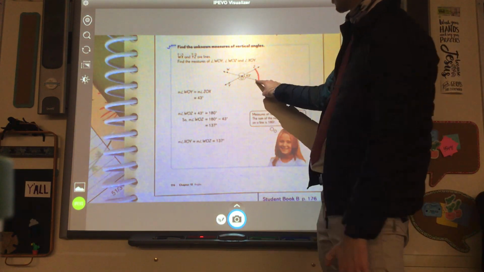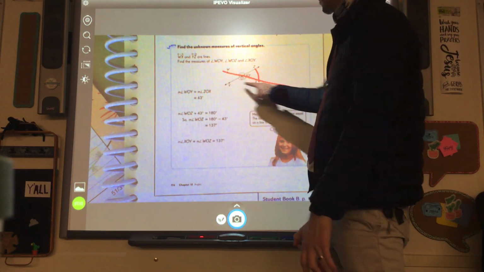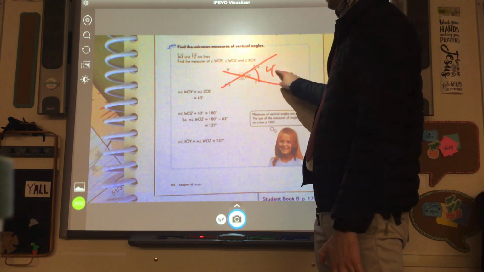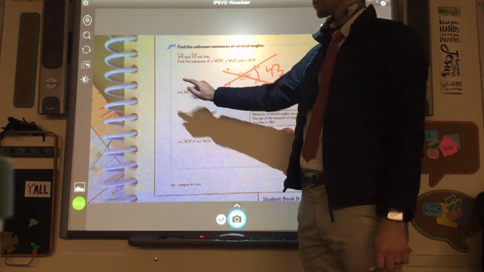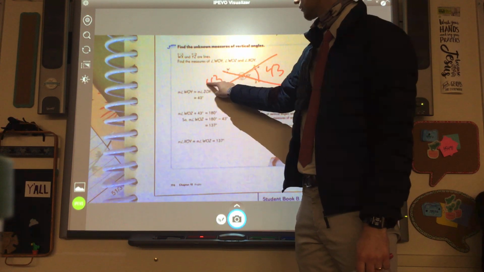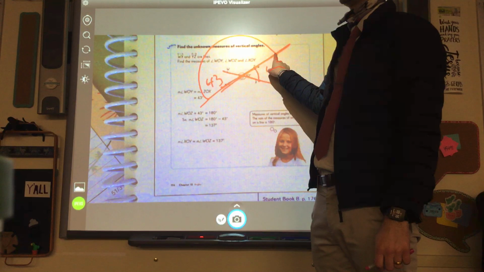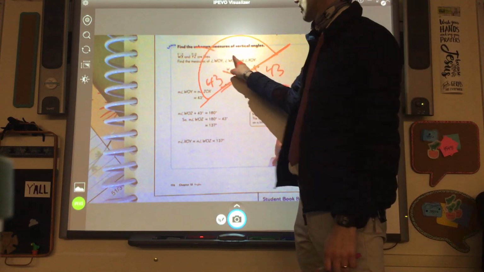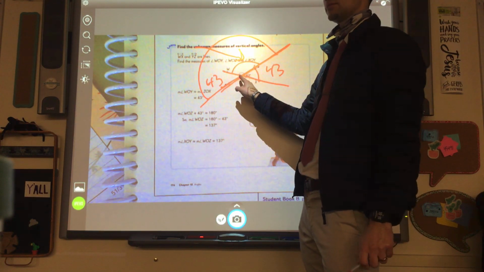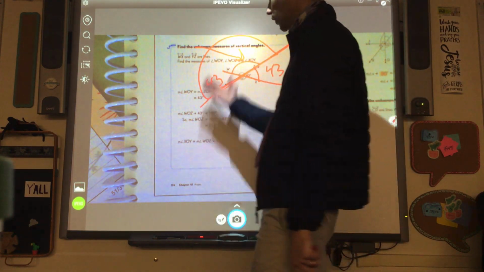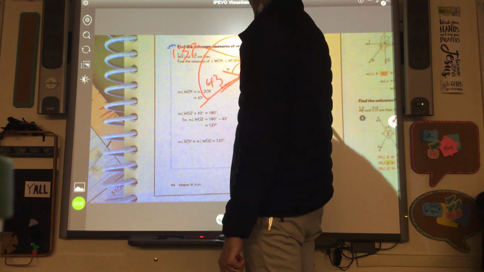Okay, so this is 43 degrees. Since these are vertical angles, if this is 43, then on the other side of it, that's the exact same angle measure, yes? So that's 43 degrees. The total on this line is how many degrees? So to figure out this angle measure right here, I have to do what? 180 take away 43, which we found out is 137. So now I know this is 137.